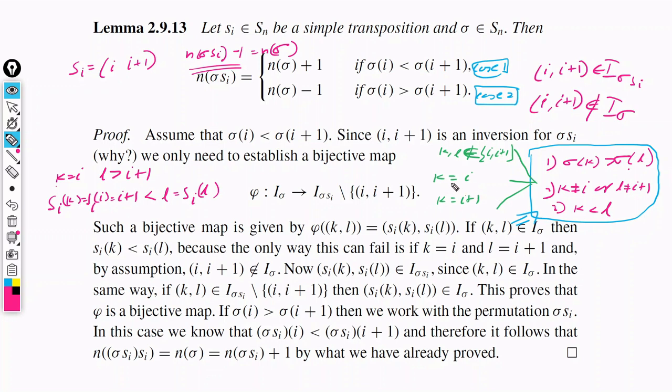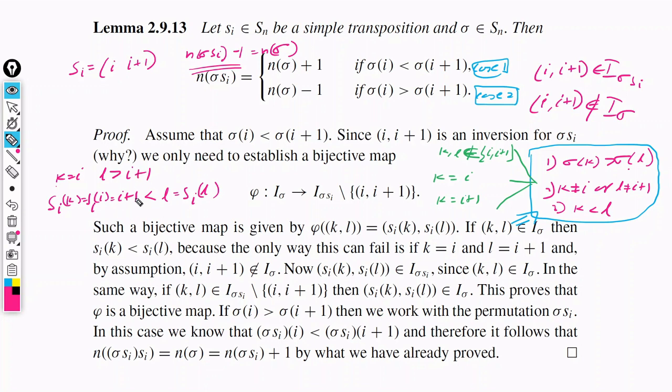Okay, consider case 2, k equal to i. If k equals i, then what about l? Already we know that l should be greater than k. So the first possibility is l equal to i+1. But we know that the pair (i, i+1) does not belong to I of sigma, because our assumption is (k, l) belongs to I of sigma. So it is clear that l should be greater than i+1, right? Si(k) equals Si(i) because k equals i. And what is Si(i)? i moves to i+1 under Si.